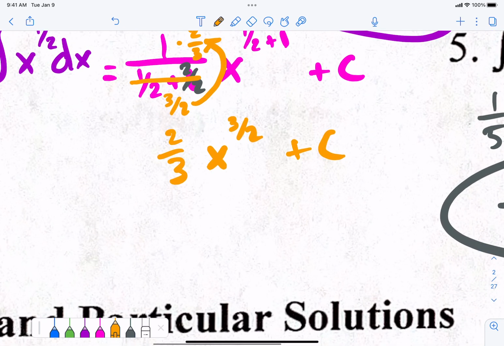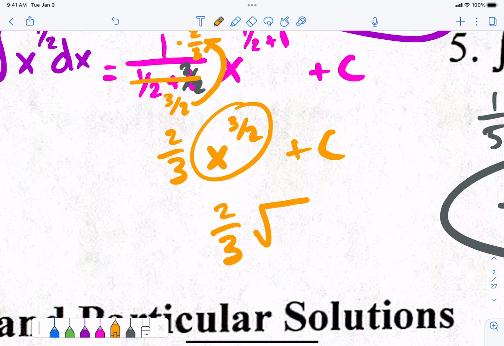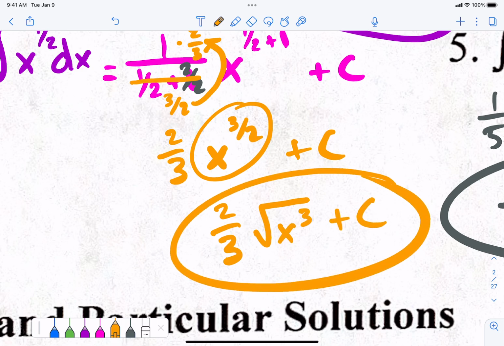Okay, last thing I'm gonna do, this is 2/3 x to the 3/2 power plus C. That is okay, but this actually means the square root of x cubed. But we don't have to do that, do we? I thought it was the cubic root of x squared. Nope. The 2 is the root, right? Because the square root of x means to the 1/2 power. The 2's on the bottom.